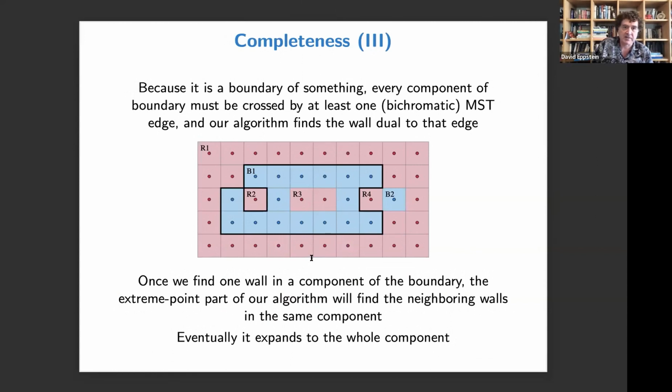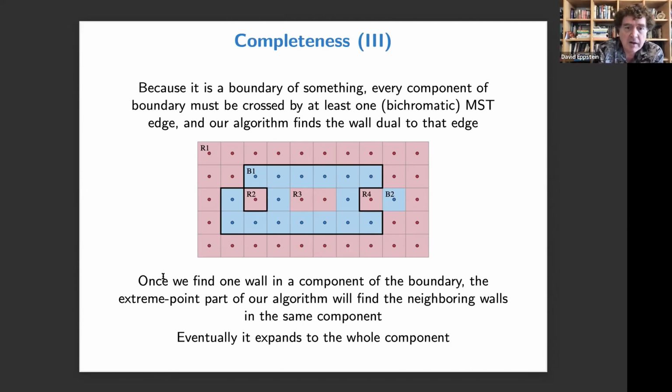And because it's a boundary of B1 union R3, the minimum spanning tree has to cross that boundary. Somehow the minimum spanning tree has to connect from the stuff outside B1 union R3 to the stuff inside B1 union R3. And when it does so, it crosses this boundary and it finds a pair of relevant points on one of these Voronoi walls that was part of this solid black component of the boundary of B1. And that's true for every component of boundary of something.